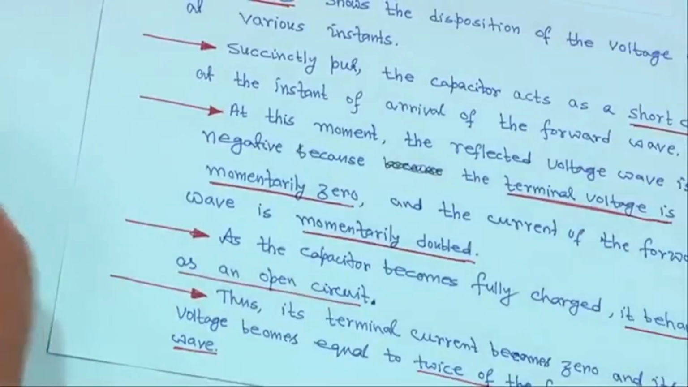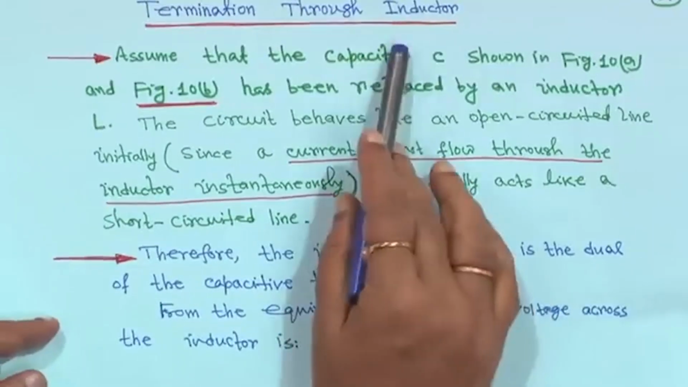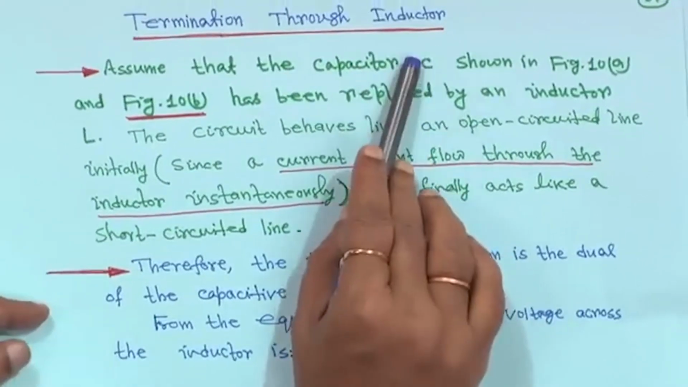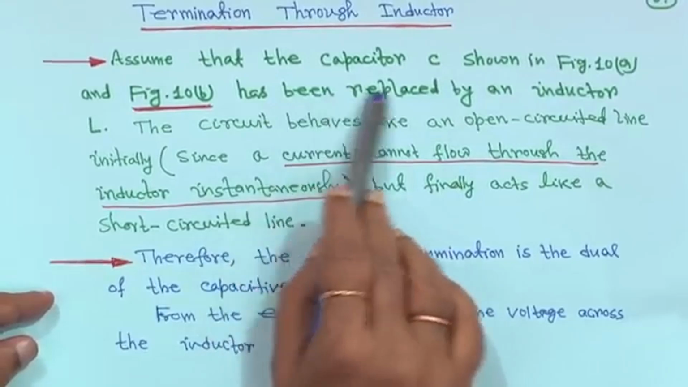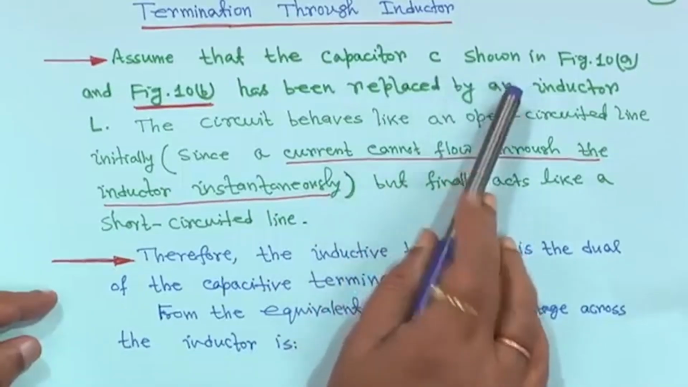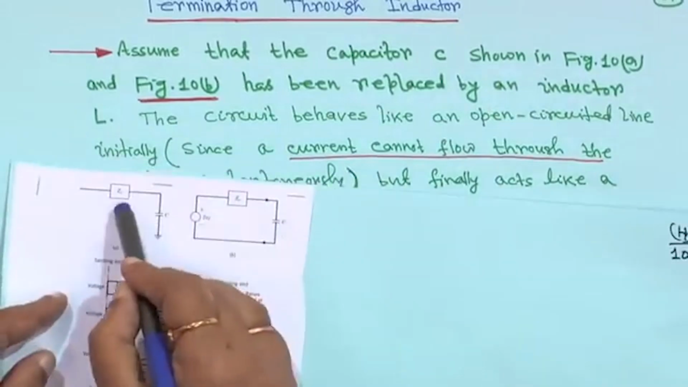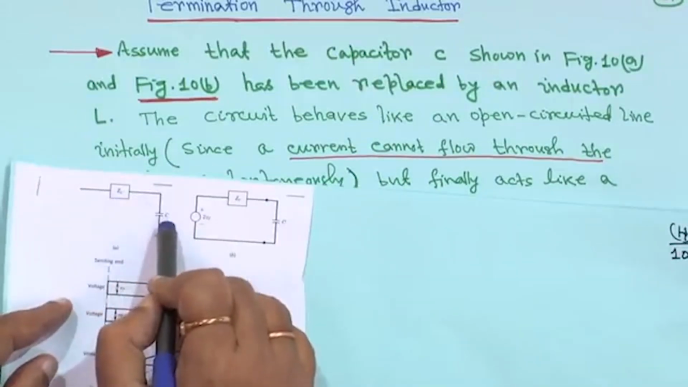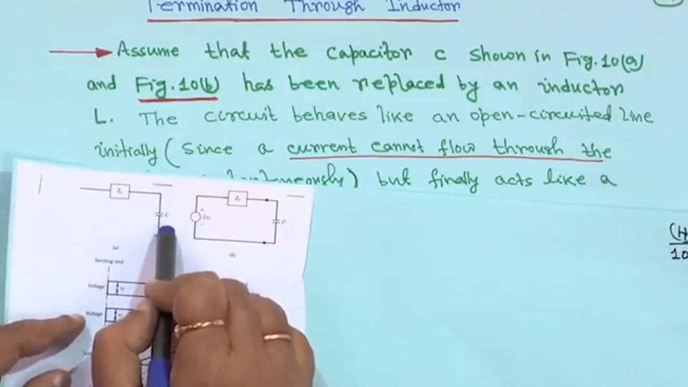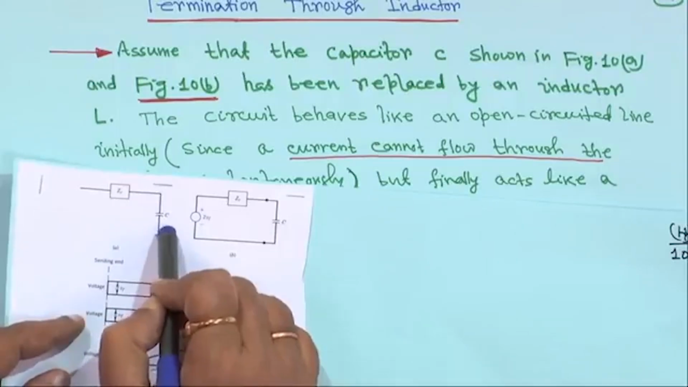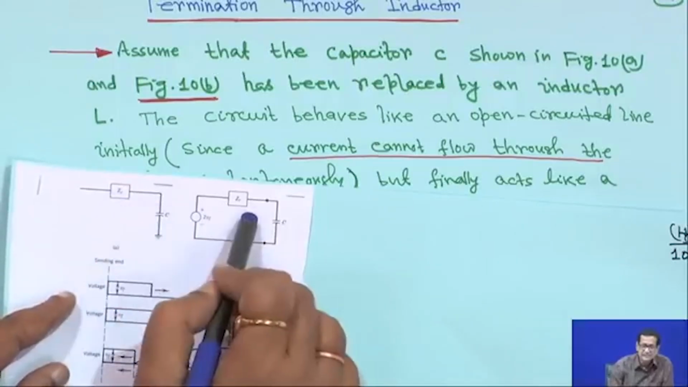These are special cases, and in reality it is something else. In reality it may not happen. Termination through inductor is just the dual of capacitor. So, in this case, instead of capacitor C, you can replace this by an inductor. The behavior will be just opposite to the capacitor, and this is the characteristic impedance.